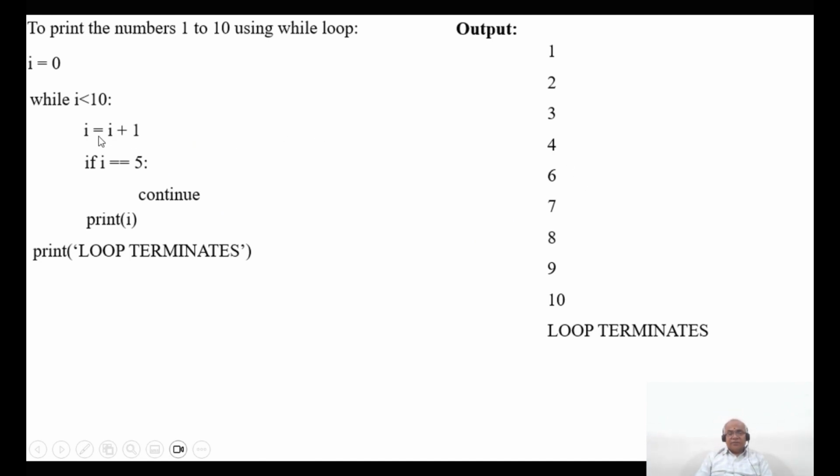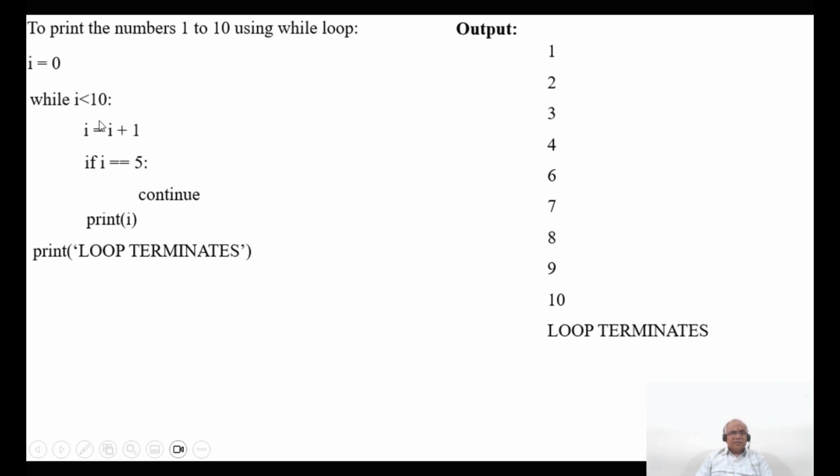So it increments the value of I by 1. So it becomes 7. Is 7 equal to 5? No. Print 7. Again it goes back. Is 7 less than 10? Condition is true. So it increments by 1, it becomes 8. Is 8 equal to 5? Condition is false, so print 8.